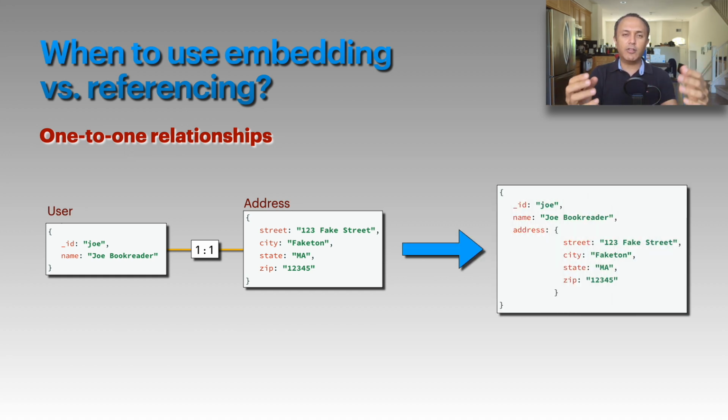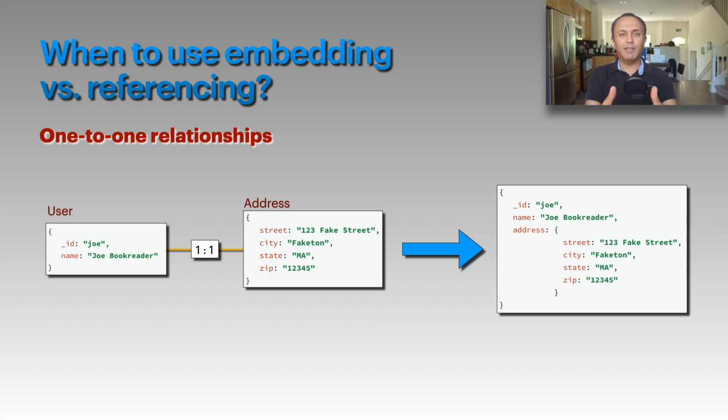Someone might ask, well, why not embed the user inside the address, right? I mean, you can do that. You could go either way. So you choose whatever makes sense for your application. Like if your application is all about users, if the user is the main thing that you want to look for, then it makes sense for the user to be the top level document and having the address embedded inside that.